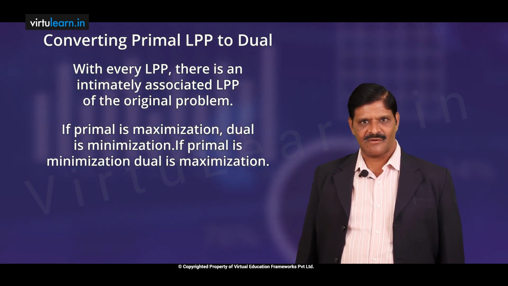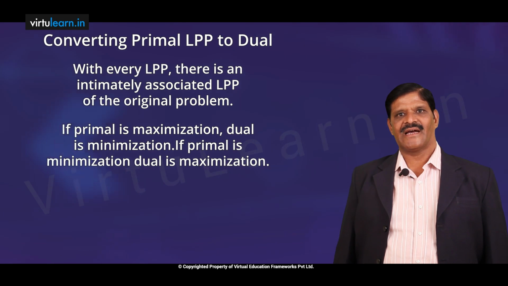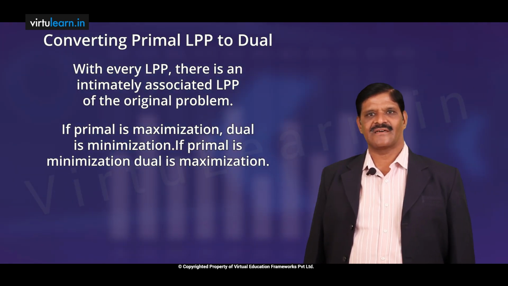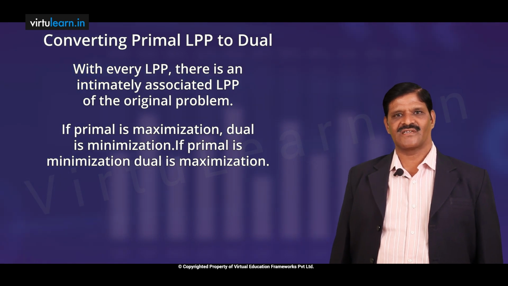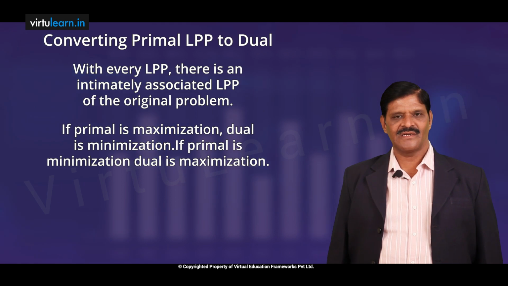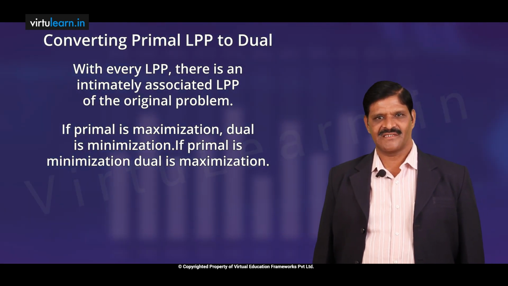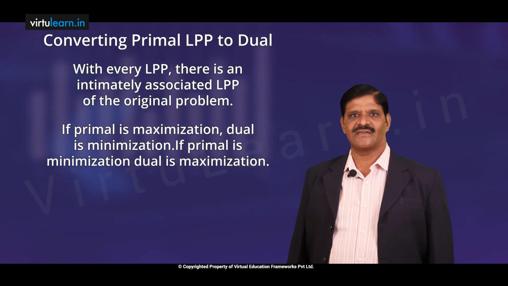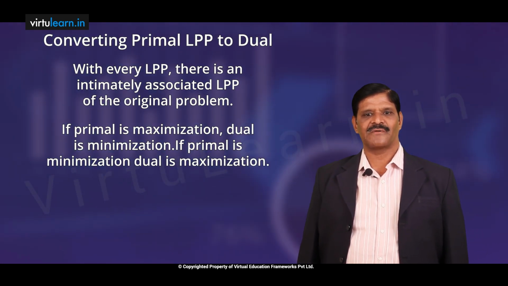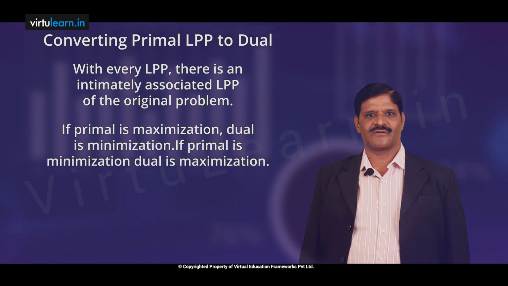The original problem is known as primal, and the other problem which is associated with the primal is known as dual. If the primal problem is a maximization problem, the dual problem will be a minimization problem. Or if the primal problem is a minimization problem, the dual problem will be a maximization problem.